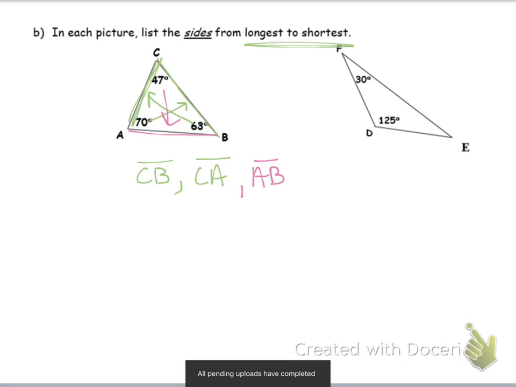Okay, this one, I need to find that last angle in there. If I subtract those from 180 degrees, because there are 180 degrees in a triangle, I will get 25 for that last angle. Okay, it's longest to shortest again, so my biggest angle is 125. It opens up to that FE. My medium one is 30, and it's opening up to that DE or ED. And my smallest angle is opening up to FD or DF. Smallest angle, smallest side.